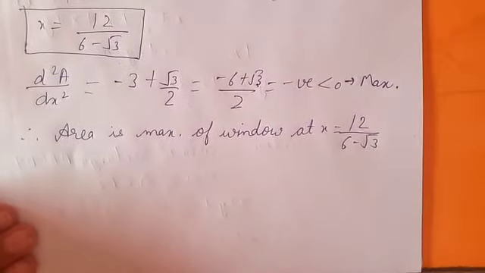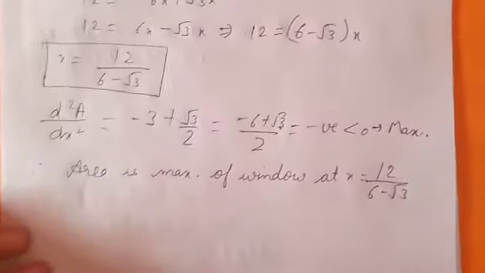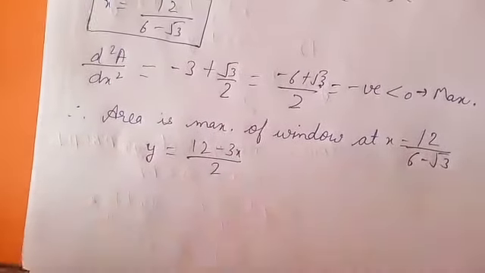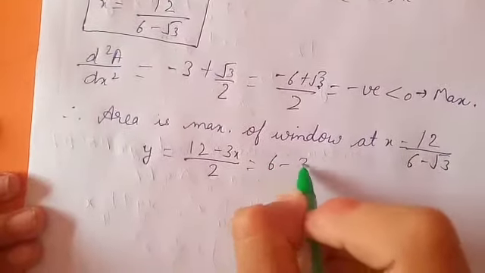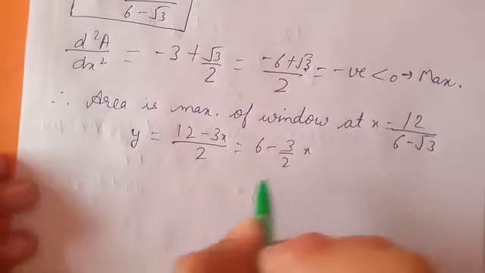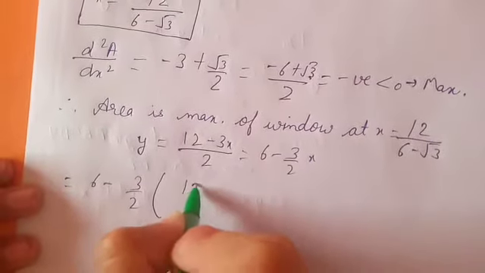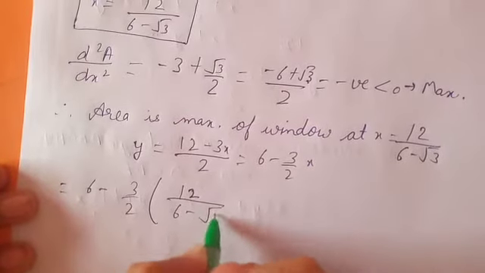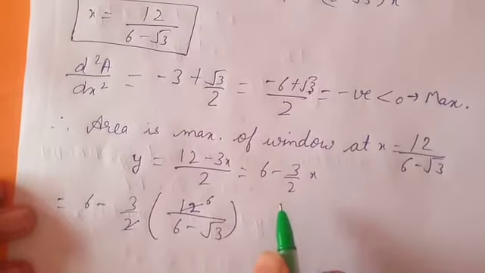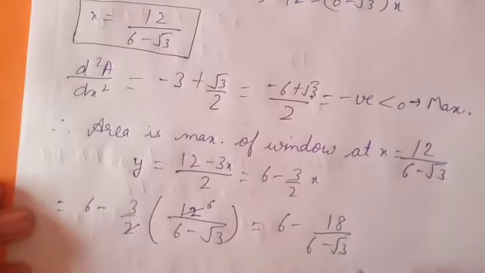We have found the value of x. Now with the help of the value of x, we will find out the value of y. Our y was equal to (12 minus 3x) by 2, or you can say it as 6 minus 3 by 2 x. We will put the value of x. So this gives me 6 minus 3 by 2 into 12 by (6 minus root 3). So it gives me 6 minus 18 by (6 minus root 3).